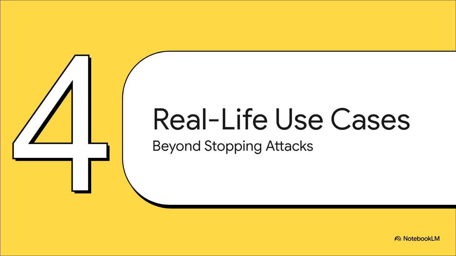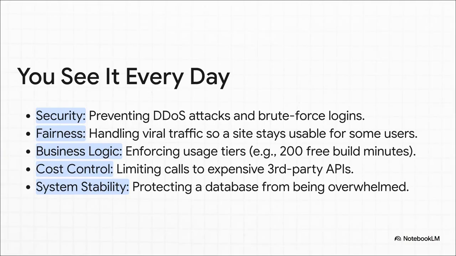So to wrap things up, let's talk about why this all matters in the real world. Because rate limiting is one of those invisible foundational pieces of tech that does so much more than just stopping bad guys. Honestly, you interact with this stuff all day long, every day. It's what stops brute force attacks from guessing your password. It's about fairness. When a site goes viral, a token bucket approach can keep it alive for some users instead of crashing for everyone. Businesses use it to enforce their pricing tiers, like you get 200 free API calls a month. And it's huge for cost control.